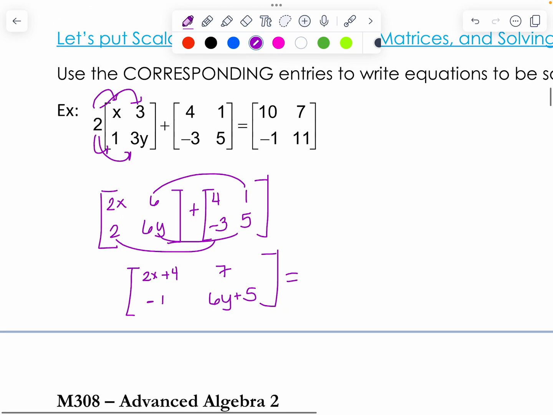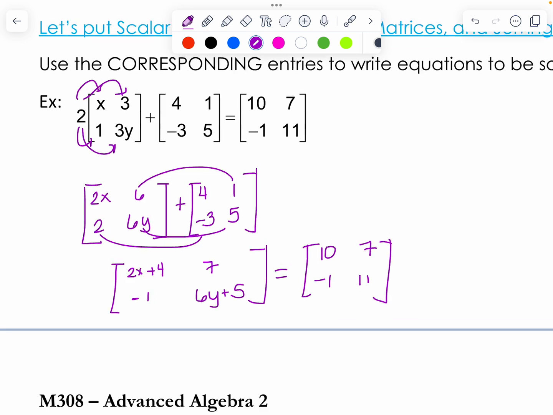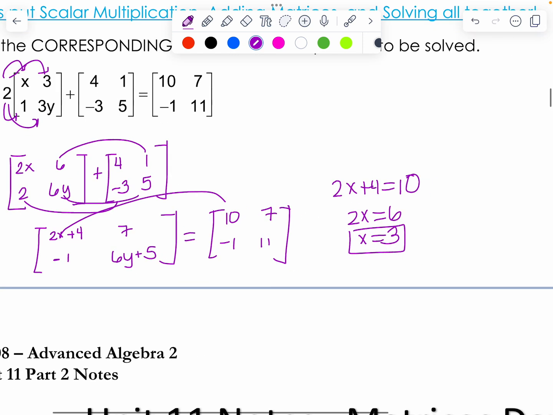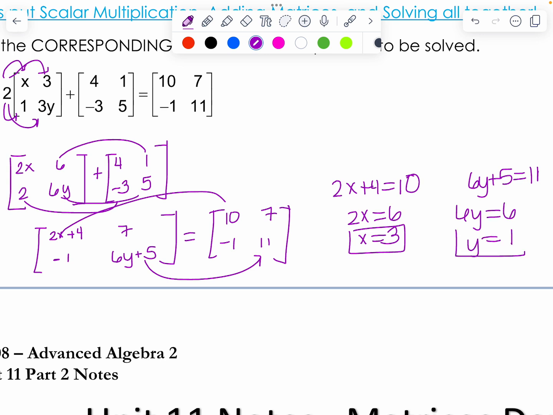But now what I have to do is solve for x and y. So I would have here 2x plus 4 equals 10, 2x equals 6, x equals 3. I would do the same thing over here, 6y plus 5 equals 11. Oops. 6y equals 6, y equals 1.